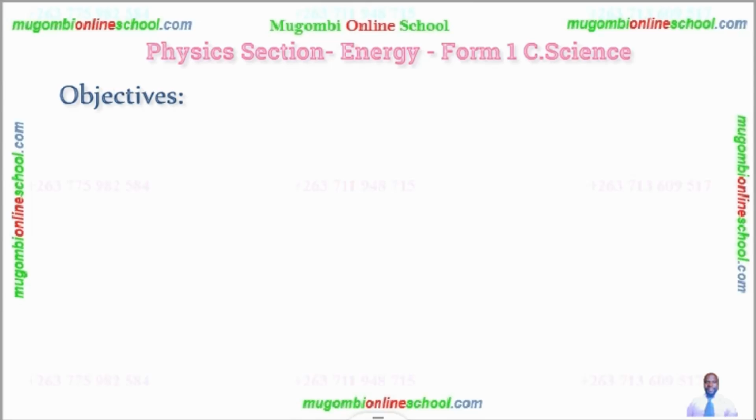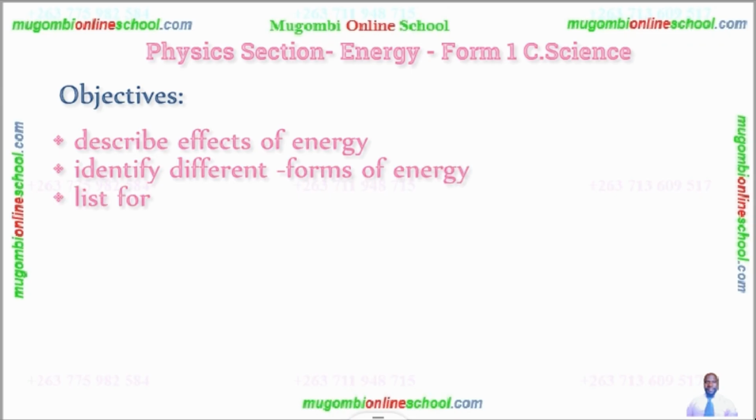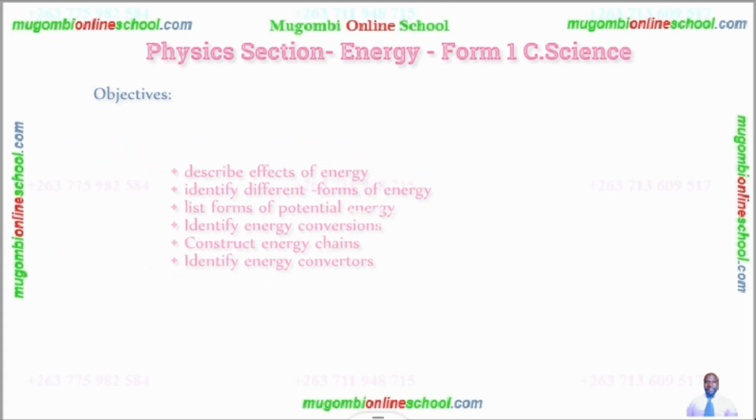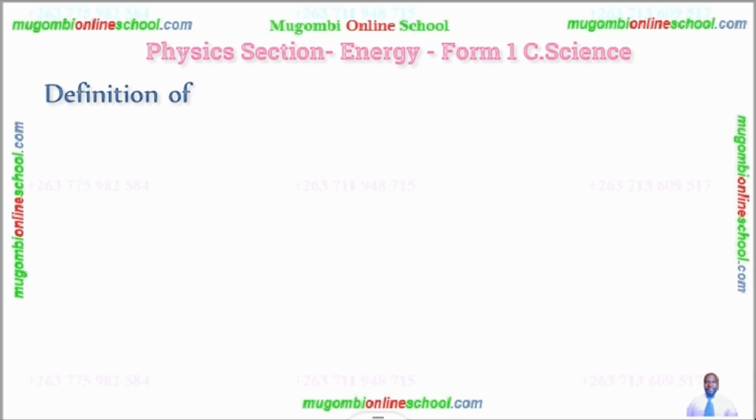Science section. The topic is energy. Objectives of the topic: describe effects of energy, identify different forms of energy, list the forms of potential energy, identify energy conversions, construct energy chains, and identify energy converters. All right, we have to define energy first.